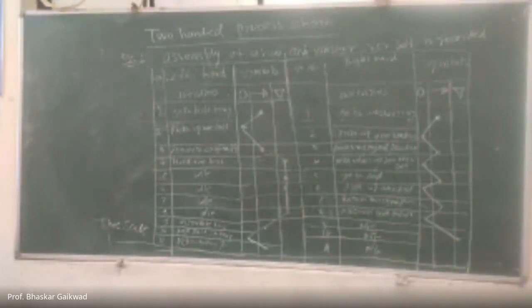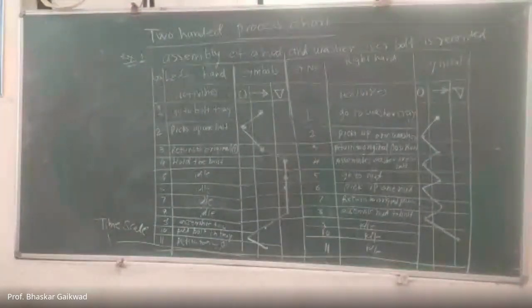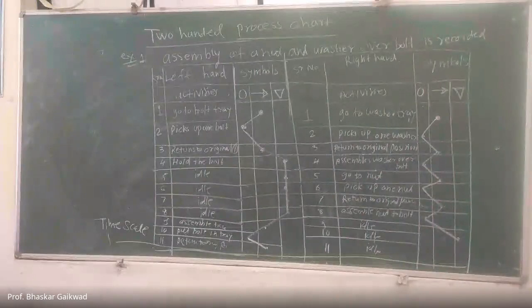And at the bottom there is a time scale. It means for each activity, how much time is there, you have to note down. From these things, we will come to know how much time is taken by the left hand side and how much time by the right hand side. From this we can judge how much time one hand remains idle. Is it possible to reduce this idle movement, or is it possible to give equal effort to left hand and right hand side? That you have to search with the charts. Okay, so this is about the two-handed process charts.